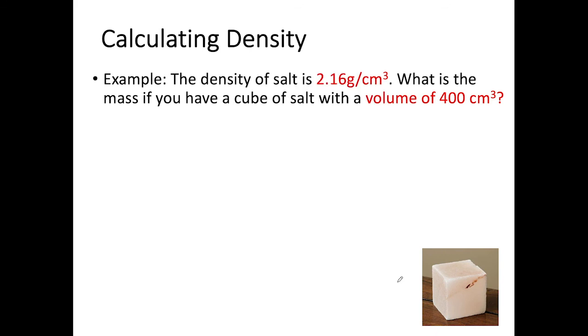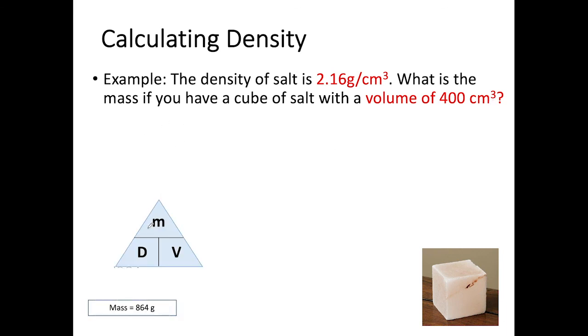Okay, I think this is my second last question. So once again, my process. Read through the question. The density of the salt is 2.16 grams per centimeters cubed. So I've got 2.16 grams per every centimeter cubed. Okay? So if this cube was 1 by 1 by 1, I would know that there are 2.16 grams within this one cube. So what is the mass if you have a cube of salt with a volume of 400 centimeters cubed?